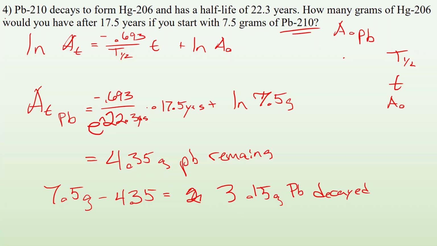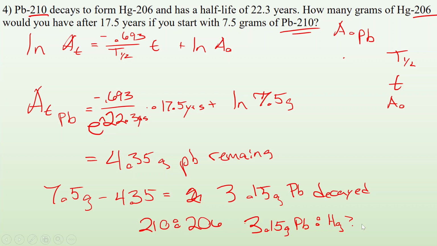So lead, if you take a look, has a mass of 210, but it decays into something that has a mass of 206. So I got to do a little mass ratio. So I know for every 210 that I start with, I end up with 206 grams of mercury. So I've converted 3.15 grams of lead to how much mercury. So this, I'm actually gonna have to whip out my calculator because I didn't answer that question. I got the answer for how much is left, but that's not what's being asked.